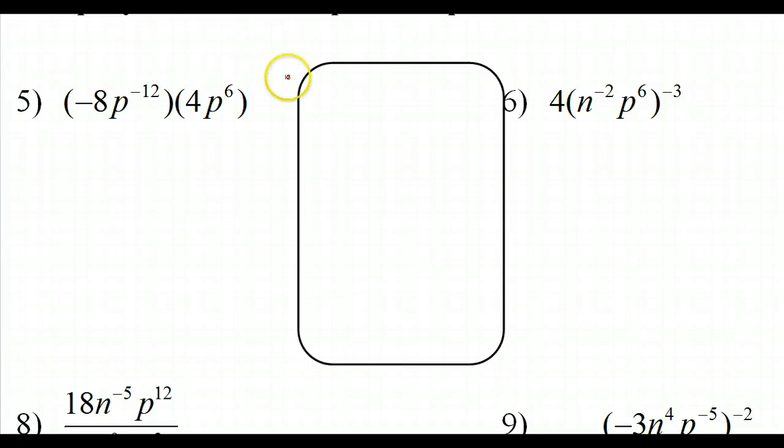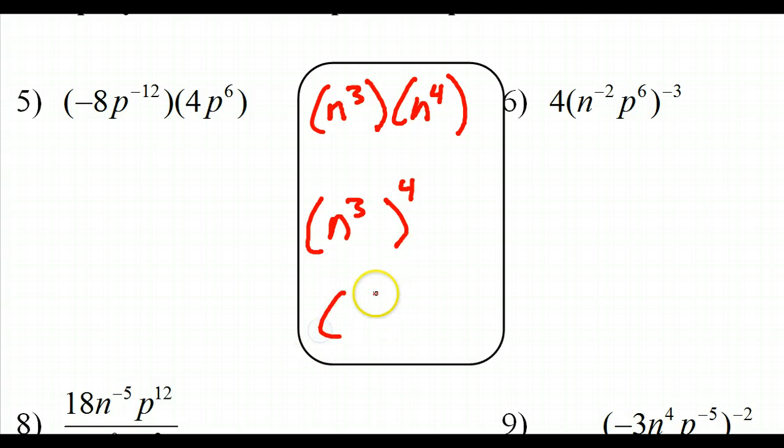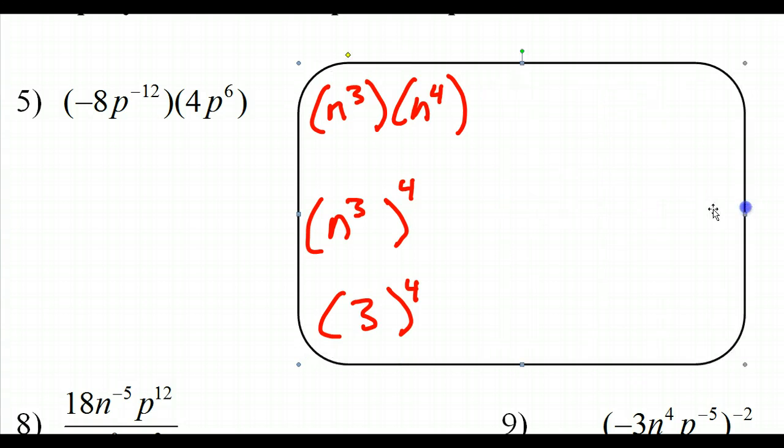There are 3 basic cases that you're going to see. You're going to see things that look like this. Say if I have n to the 3rd power times n to the 4th power. Okay, that's one thing. And then you're going to see things like this, n to the 3rd power to the 4th power. Okay, that's something else. And then you're going to see things like this, like 3 to the 4th power. These are 3 different things. Okay, so let's just remember.